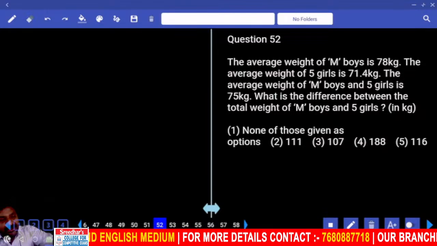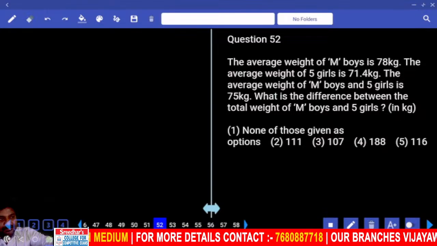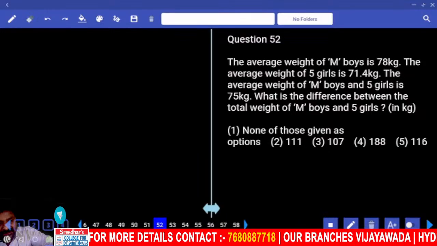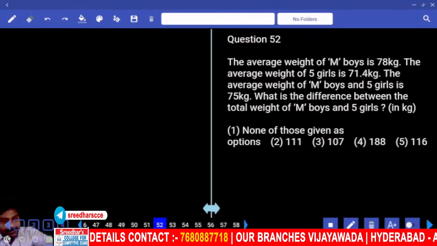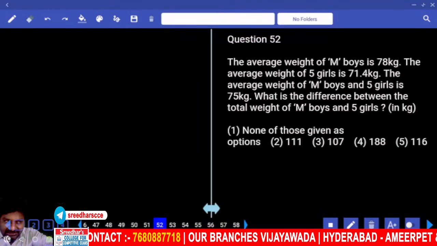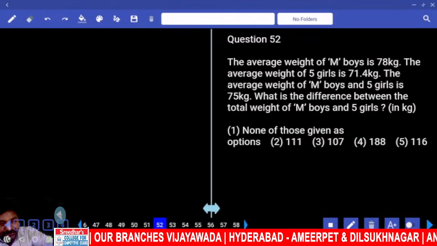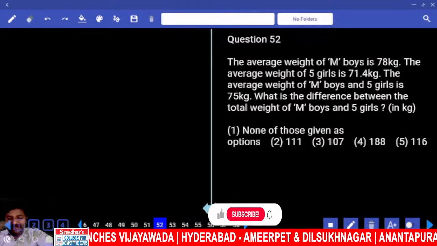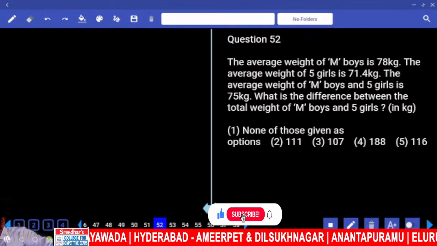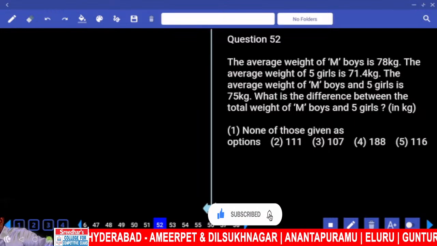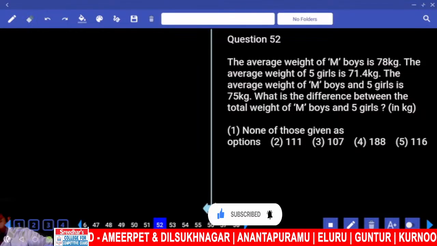The average weight of M boys is 78 and the average weight of 5 girls is 71.4. The average weight of M boys and 5 girls is 75. What is the difference between the total weight of M boys and the 5 girls? See, first of all, what do you need to calculate? M. How many boys are there? That's what we need, correct?